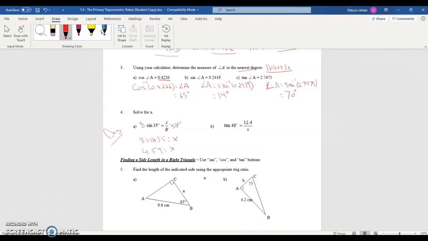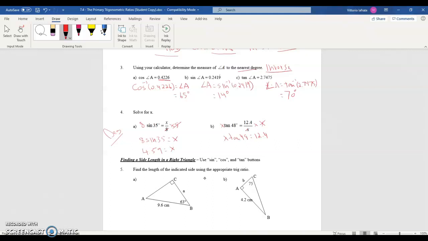So let's say we want to solve for x in this situation here. So we want to isolate for x. Basically, we want to send x to the other side. So we're going to multiply by x over here. So we get x tan 48. This x crosses out here. So we get x tan 48 is equal to 12.4, right? In other words, we just sent x to the other side.